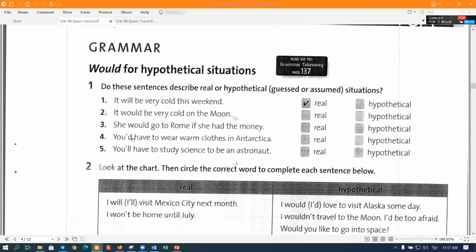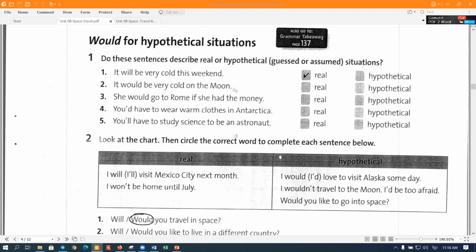That means the last word of would. So, you'll. Okay, you'd have to wear warm clothes in Antarctica. You'll have to study science to be an astronaut.